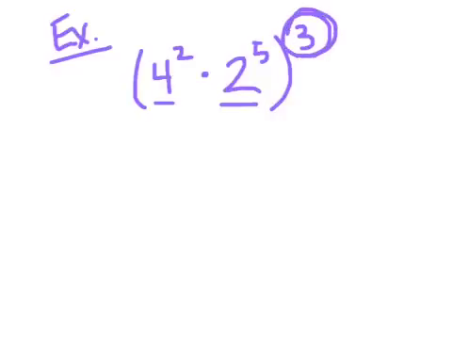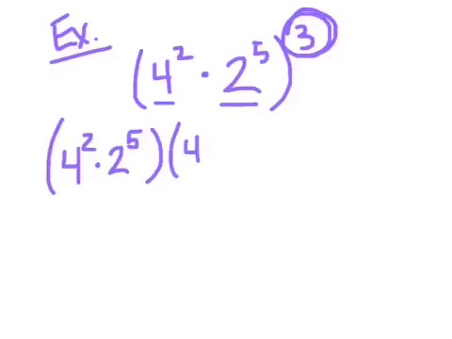And once again, this exponent means repeated multiplication of the base. And in this case, what is the base of that 3? 4 to the 2nd power times 2 to the 5th power. So that entire thing is the base, and I'm multiplying by itself 3 times.